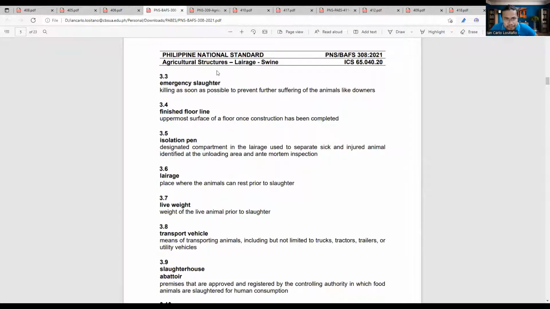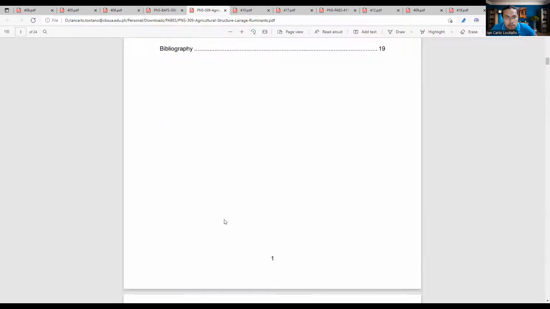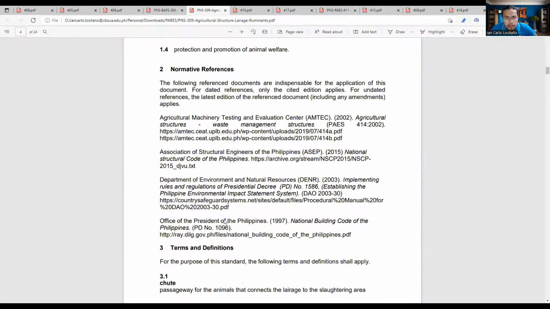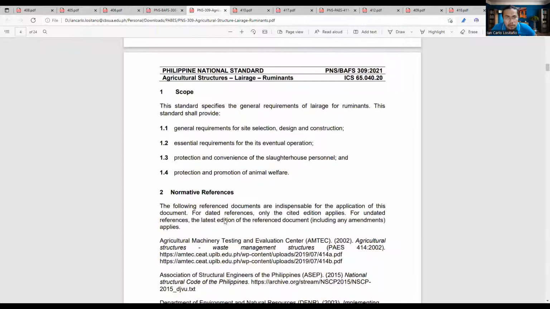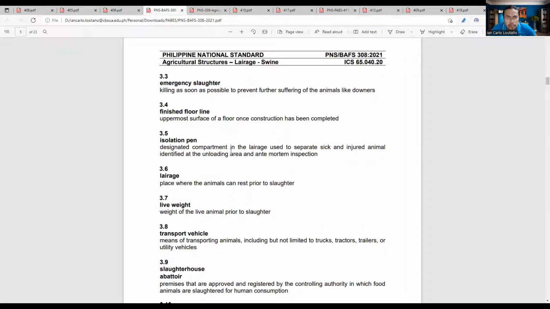The lairage shall be discussed for both. So you have a swine lairage and one for ruminants. The ruminants would include the different hooved animals from cattle to goats and sheep. So let's proceed first to the swine. These are the definitions.